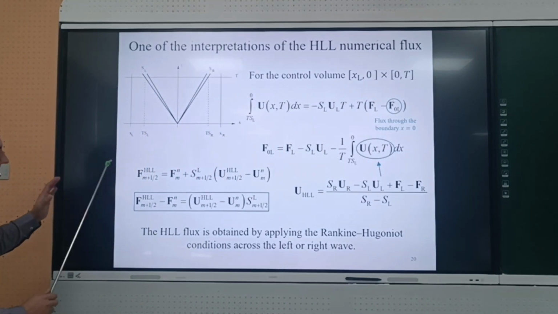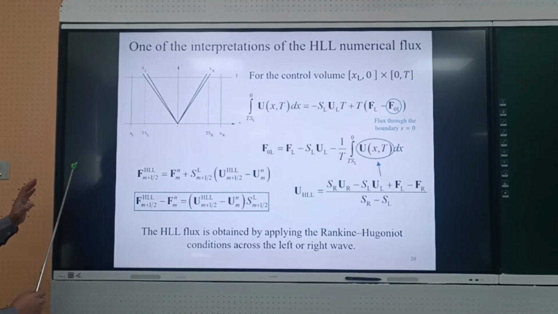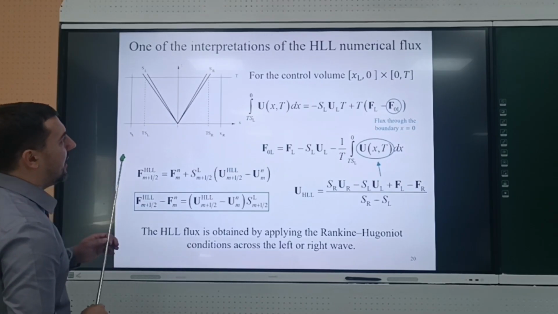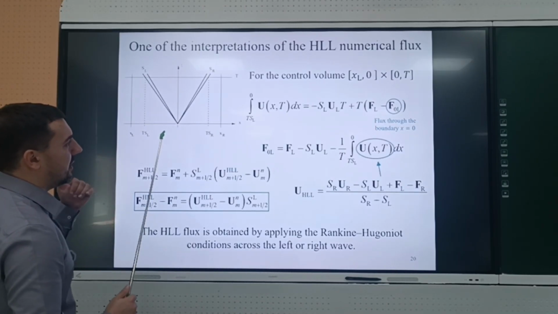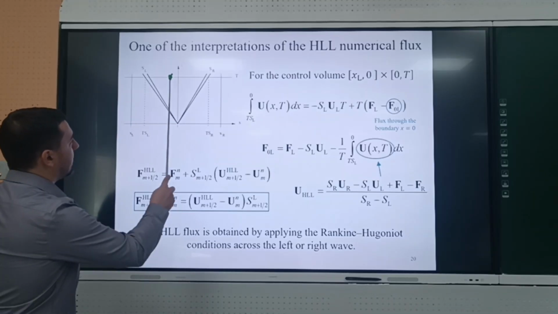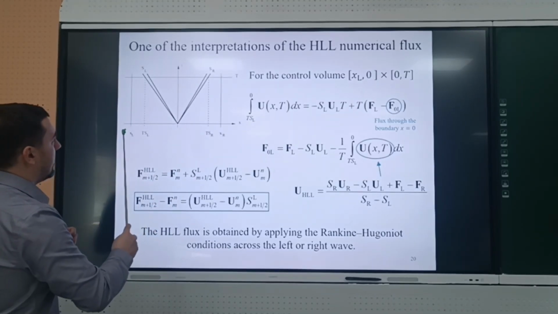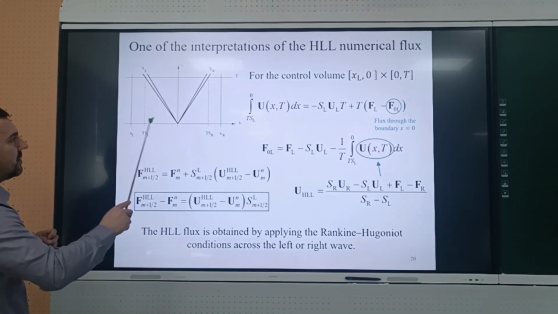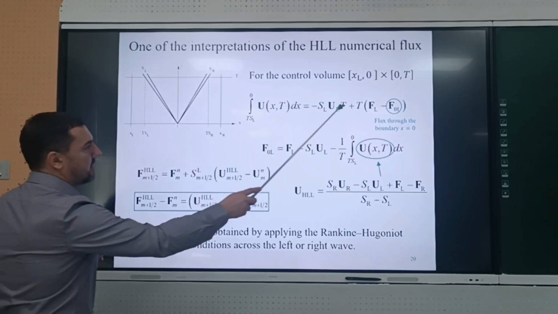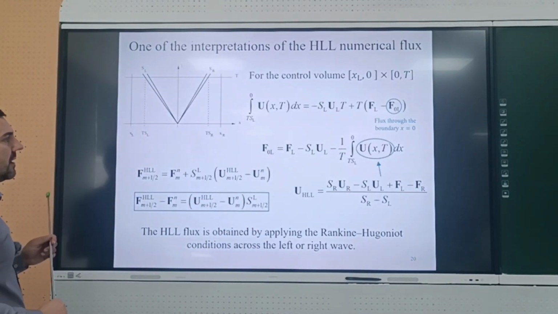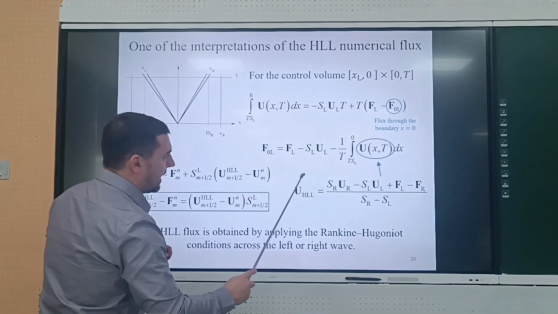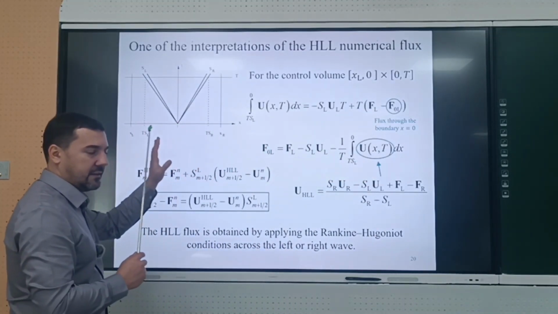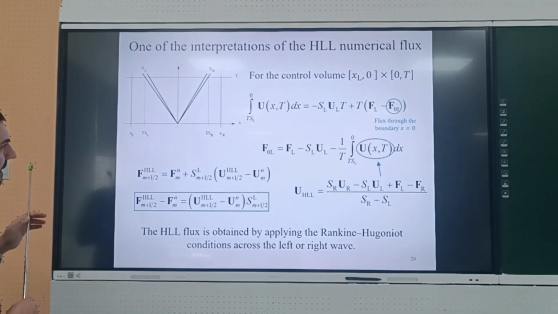Let's rewrite our HLL scheme. This is one interpretation of the HLL numerical flux. We got this formula for the numerical flux HLL using the integral form of the Euler equation and applied it to this control volume, right? And this was a flux through the boundary x0. And we expressed it and put our U_HLL here. So that was the way we obtained the HLL numerical flux.